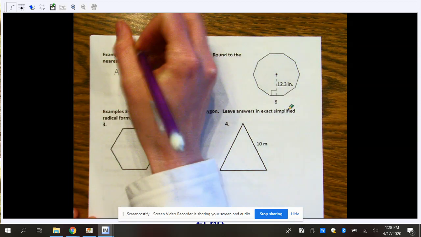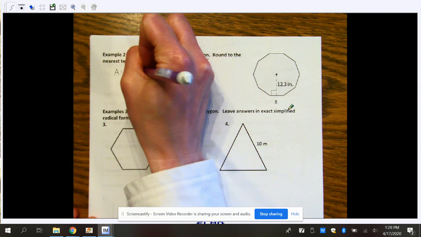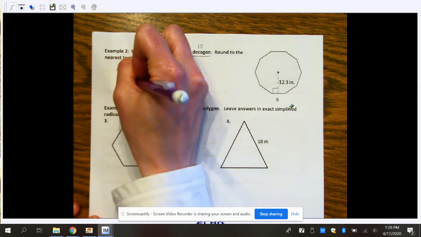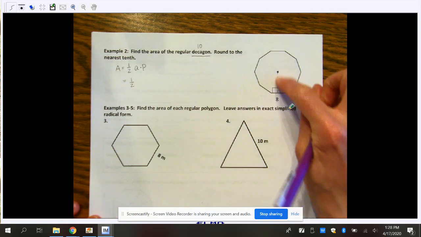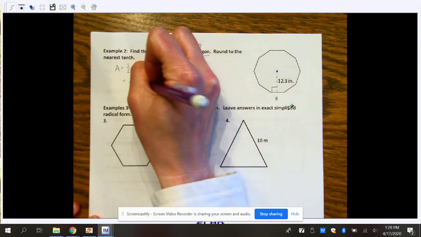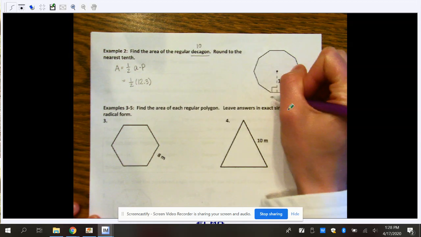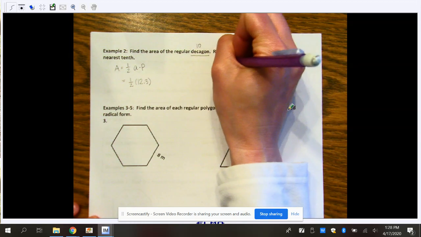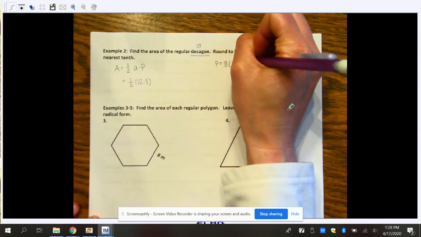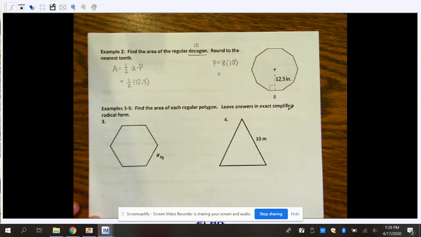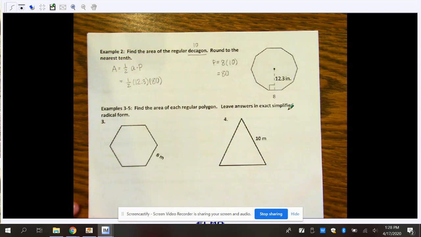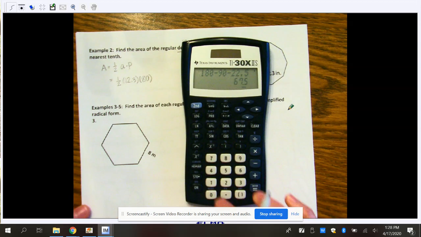So the formula for area is 1/2 times the apothem times the perimeter. So if I just substitute in what I know, the apothem is 12.3 inches. And I know that the side length is 8, so that means the perimeter is going to be that side length times the number of sides. So that's going to be 80. So that's really the only background work that you need to do, find the perimeter.